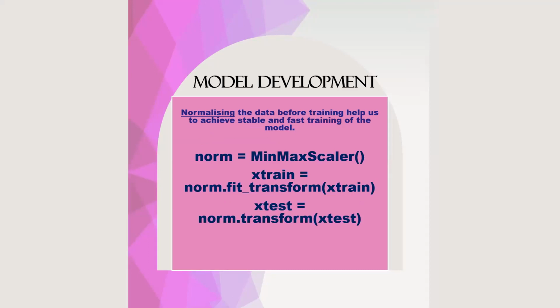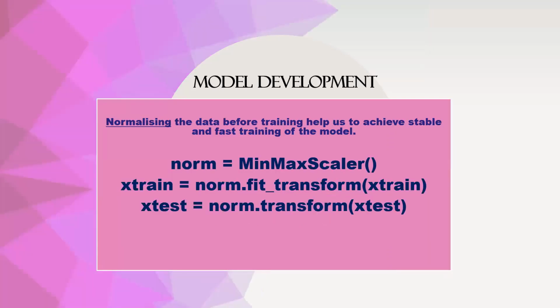After that, we need to normalize the data before training, which helps us achieve stable and fast training of the model. So why are we normalizing it? We are normalizing the data before training to achieve stable and fast training of the model. That's why we are normalizing it. We are using MinMaxScaler, and then we are checking the fit transformation.